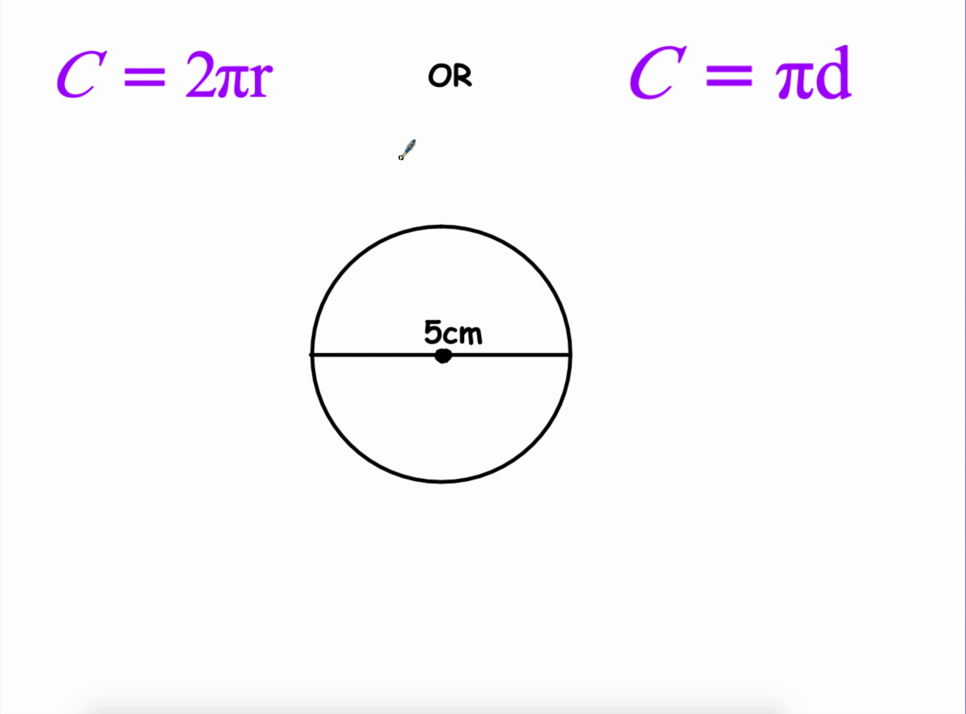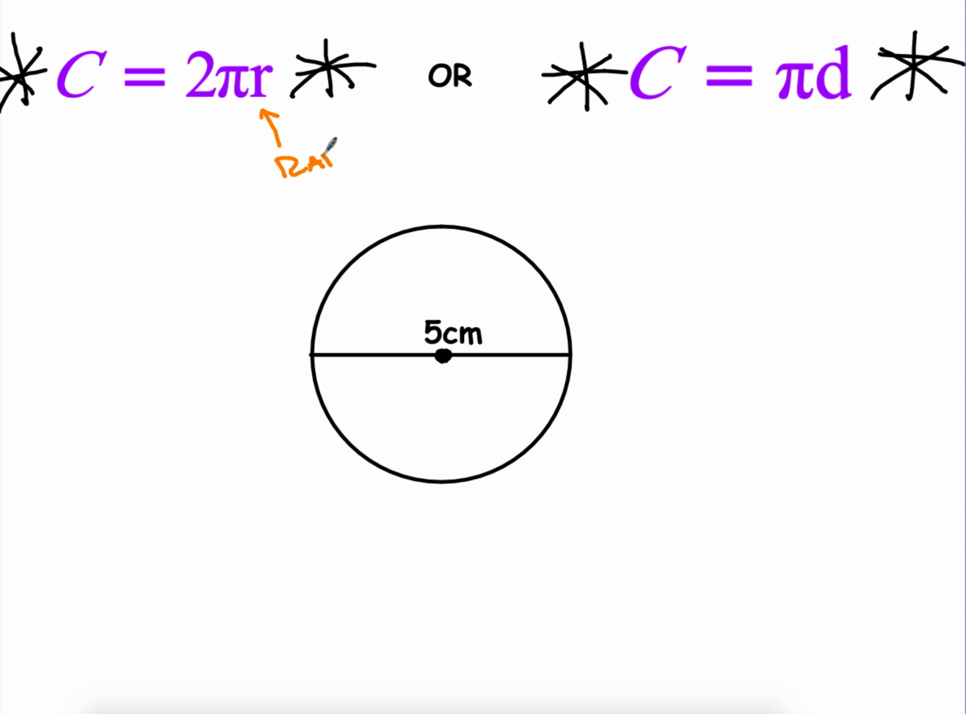So here we go. These are your big time formulas for finding the circumference of a circle. They really are the exact same thing, but one formula uses the diameter and one uses the radius. So if you would like to, you can draw a little arrow to this and write radius. This stands for diameter. But to find the circumference, this is circumference.